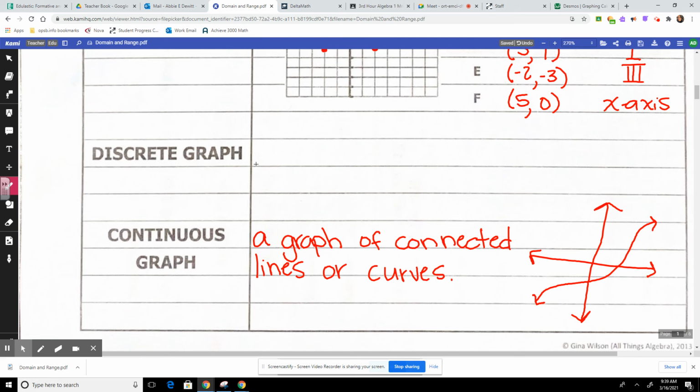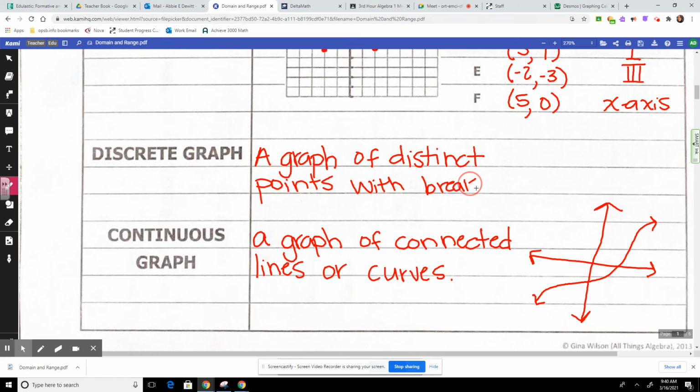But a discrete graph, if you want to make a conjecture about a discrete graph, if a continuous graph is a graph of connected lines or curves, what do you think a discrete graph is? Well, a discrete graph would be a graph of distinct points with breaks or gaps. Okay, it's a graph of distinct points with breaks or gaps.